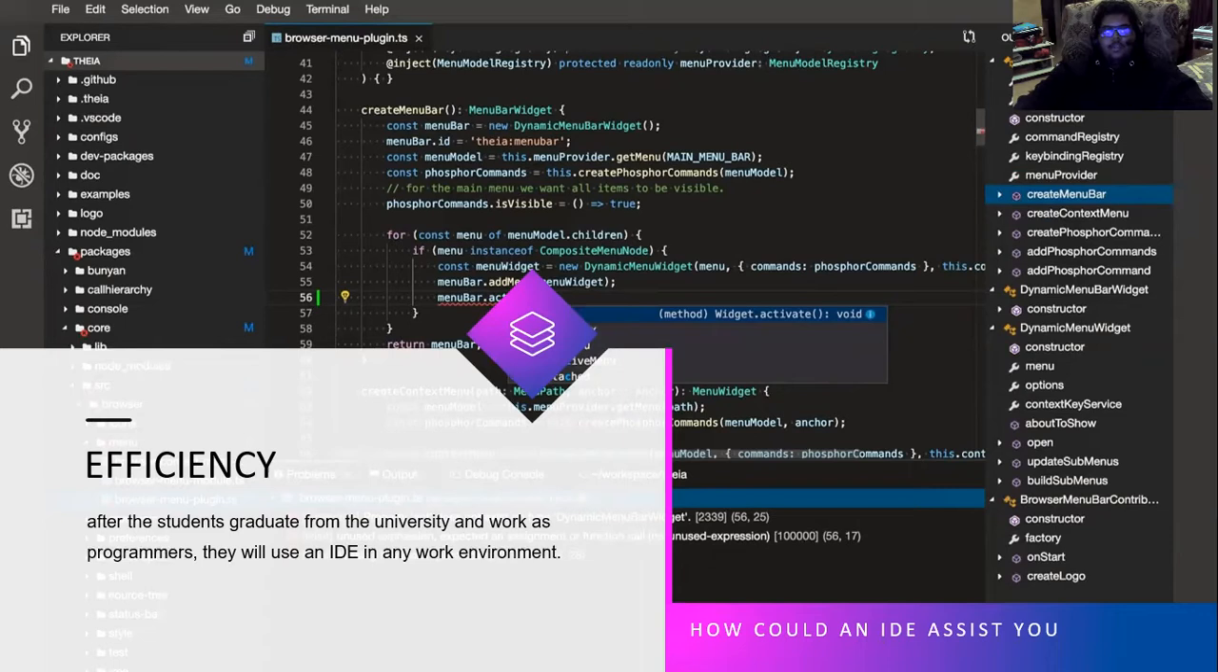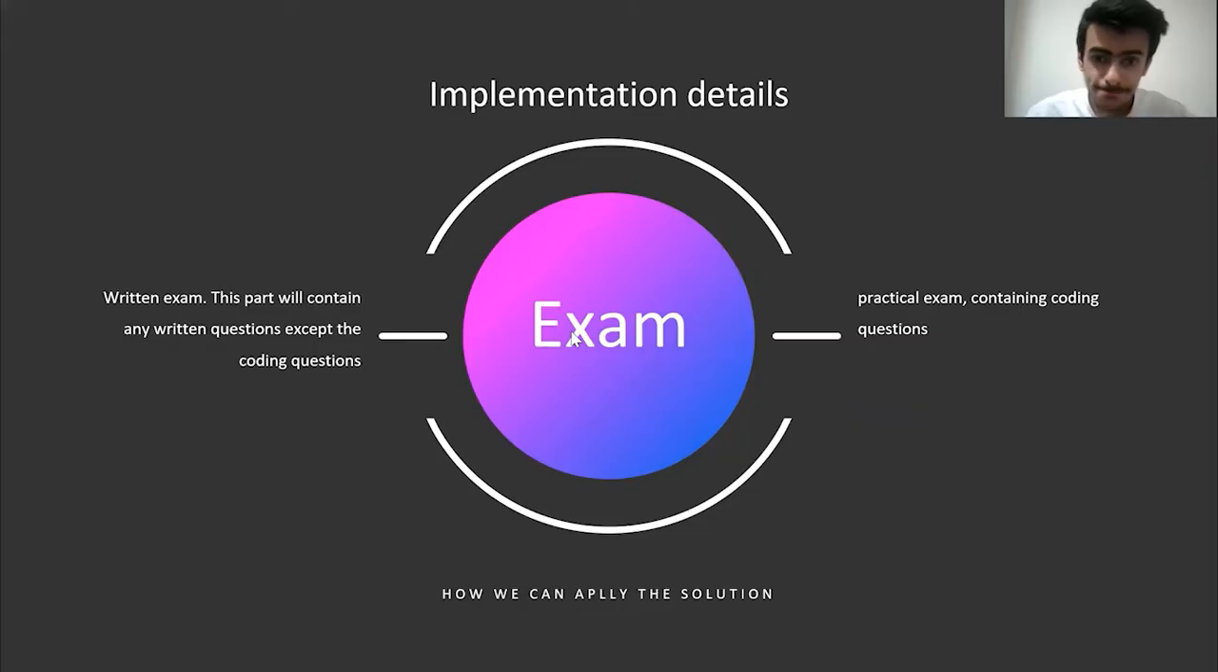And now let's move on to the next point, which is the implementation details, with Brother Muhanna. Thank you, Abdurrahman. I'm going to talk about the implementation details. The main idea of this proposal is to divide the exam into two parts. The first one is the written exam, and the second one is the practical exam. Let's talk about the first part.